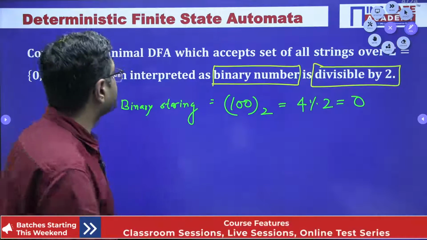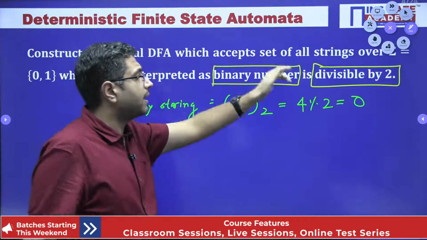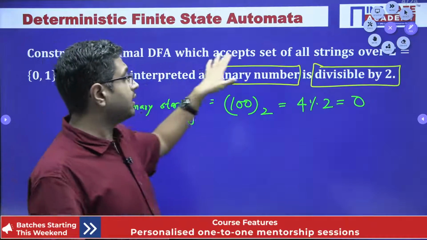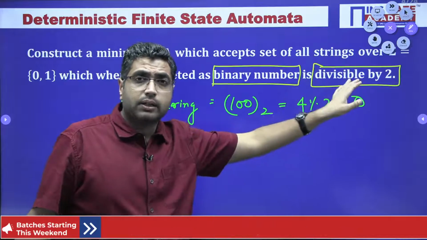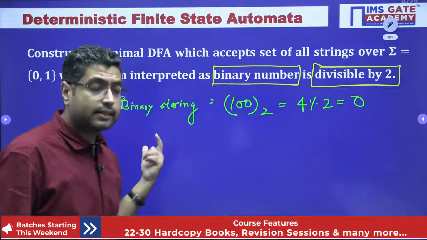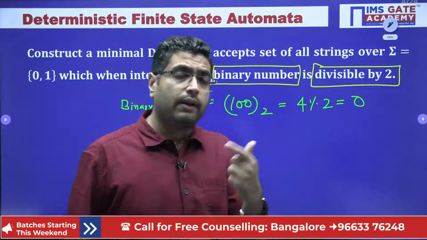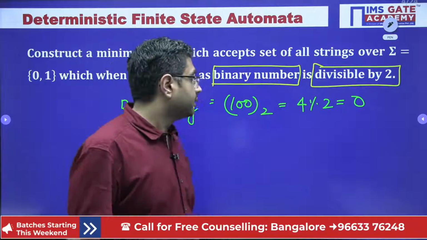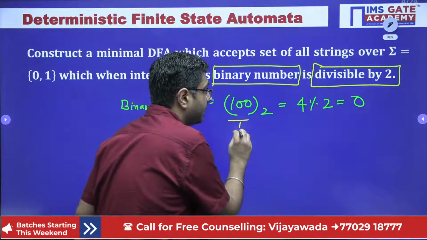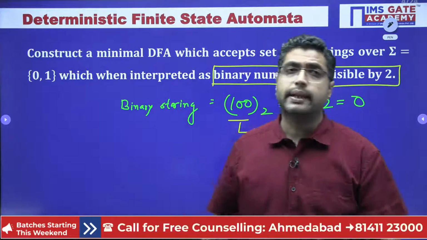It says: construct a minimal DFA which accepts the set of all strings over sigma equals 0, 1, which when interpreted as a binary number is divisible by 2. So how do we read this question? Sigma is 0, 1, so I will get a binary string. When that binary string is converted to decimal, for example, if I take the binary string 100, I will get the number 4. Now 4 is divisible by 2, so therefore it should be accepted.